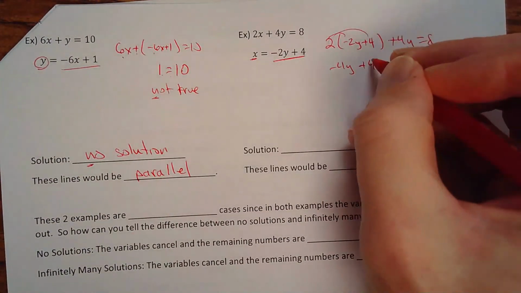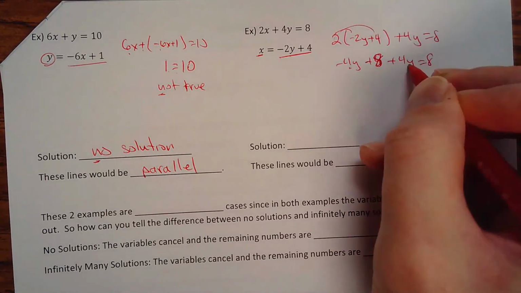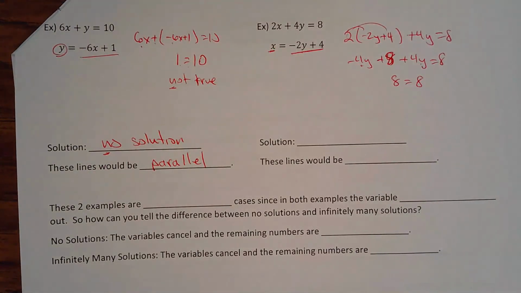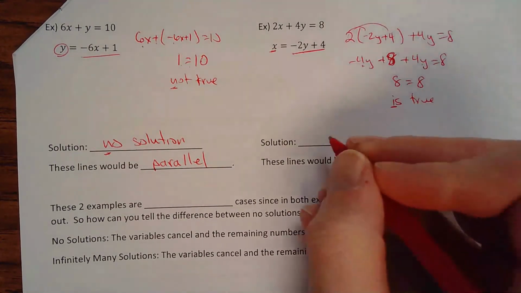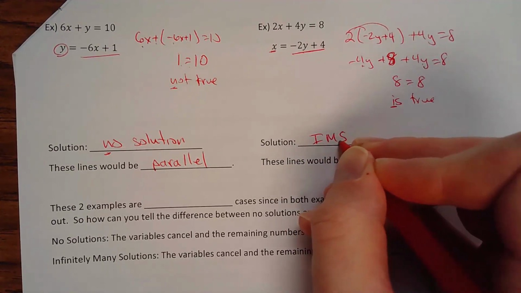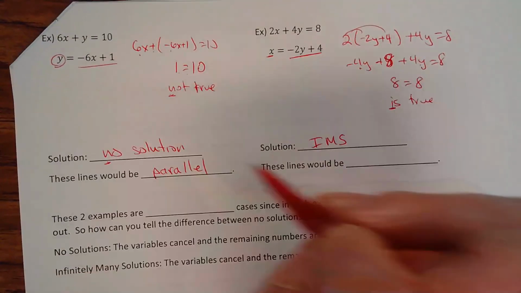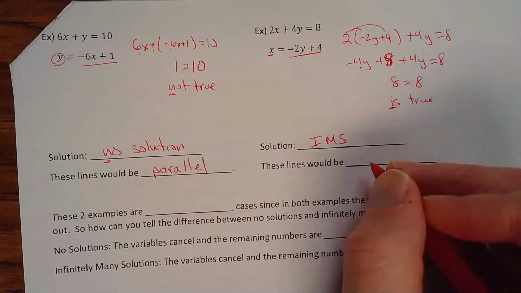But 2 times 4 is 8. Okay. And then negative 4y plus 4y is gone, so that means I'm stuck with 8 equals 8. The variables disappear, so there's nothing to solve anymore, so that's a red flag. But the nice thing is this is true. Is true, infinitely many solutions. Look at the i's. Is true, infinitely many. Not true, no solution. So I or n. Now, if it's infinitely many solutions, these lines, if I graph them, they would be the same line.